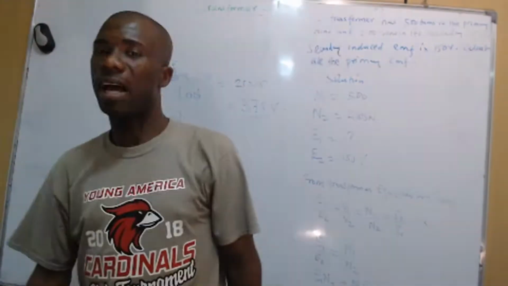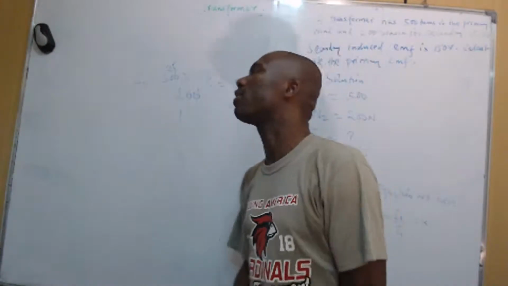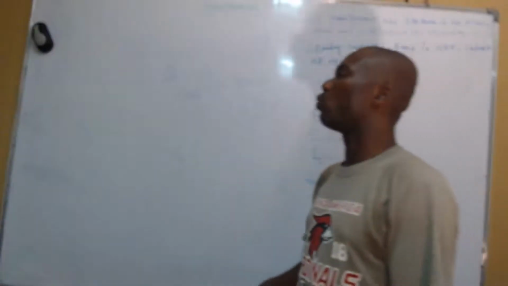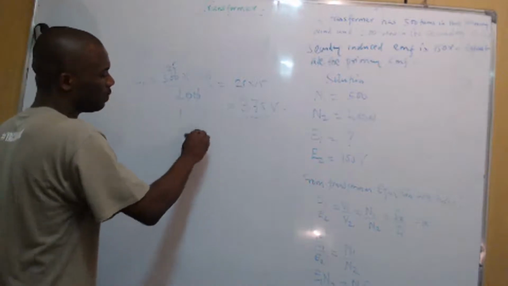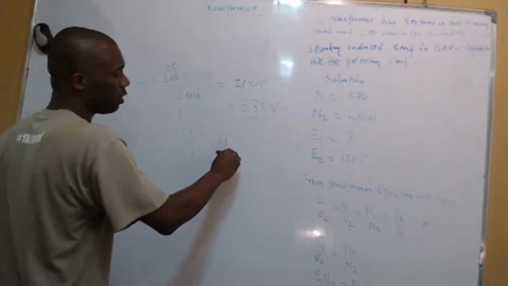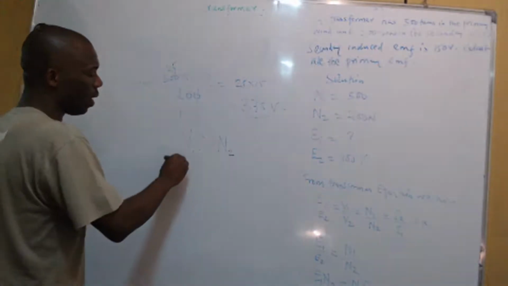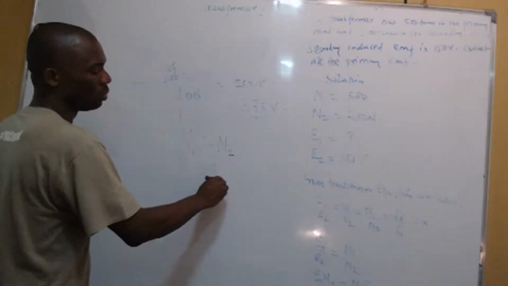This tells you that the transformer is a step-down transformer. As we all know, when the number of turns in the primary is bigger than the number of turns in the secondary, that means E1 will be bigger than E2.